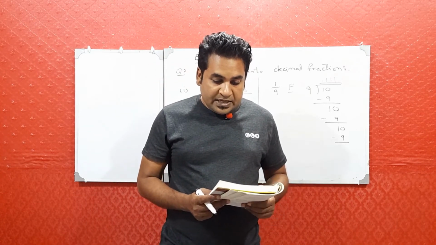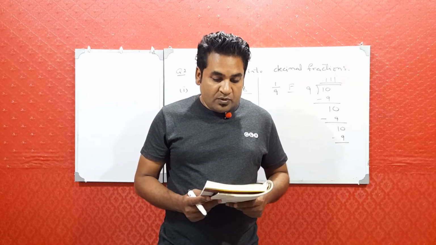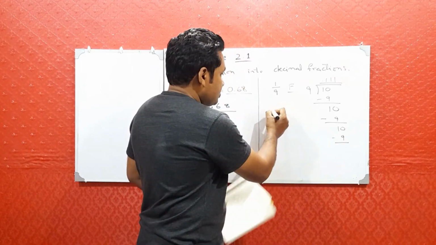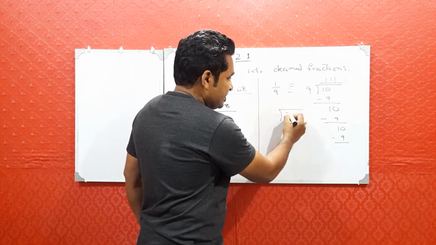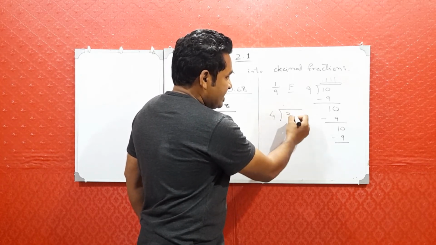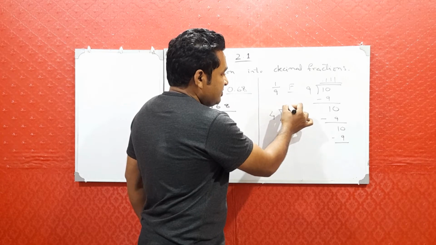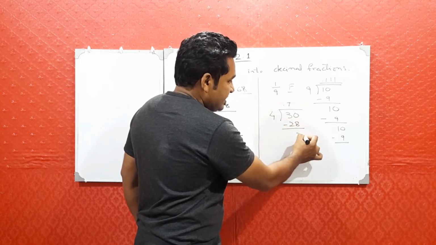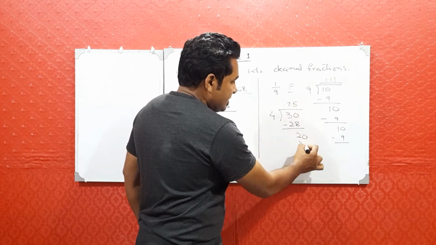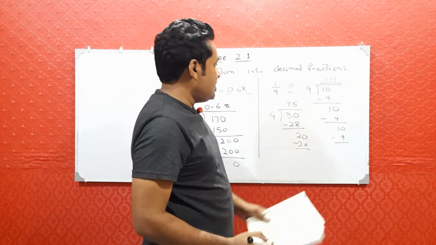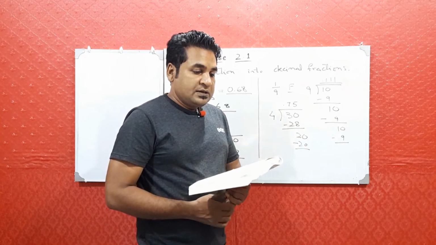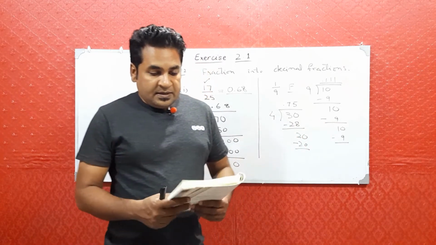3/4 is a terminating fraction. Yes, it is, because it will stop. 3 divided by 4, put a point, add 0. 4 7s are 28, and 2 is the remainder, add 0. 4 5s are 20. So 3/4 is a terminating fraction.